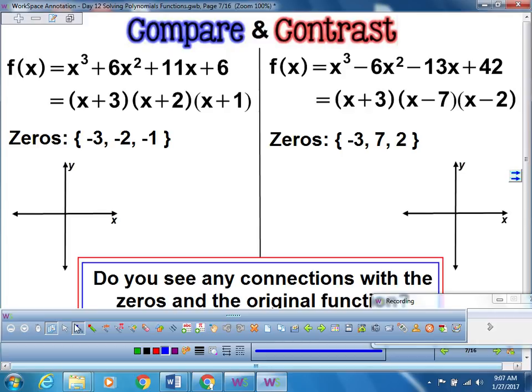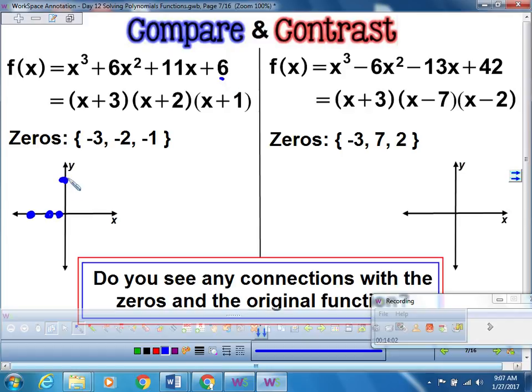All right, so if my zeros are negative 3, negative 2, negative 1, and my y-intercept is right there, it's positive 6, I could roughly sketch this, right? I don't need any numbers, I just want to do a rough sketch. So it's going to look like that. This one, I have negative 3, a 2, and a 7, and what's my y-intercept? 42? Okay, well that's way up there, right? I know I have to start in the first quadrant because it's positive. So we got something like that.